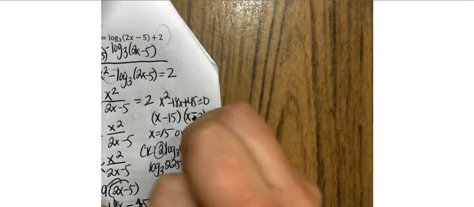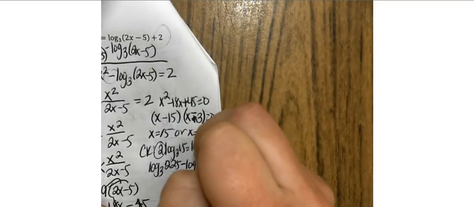So I'm going to bring my logs to the other side. And remember that this 2 on the outside is like an exponent. So I'm going to rewrite this as log base 3 of 15 squared, which is 225. And I'm going to subtract it from log base 3 of 25. Is that equal to 2? So now, because I'm going to condense the subtraction by using division, I'm going to divide 225 and 25.